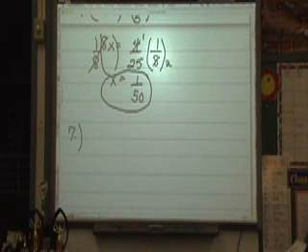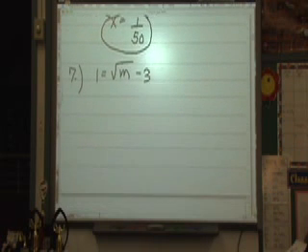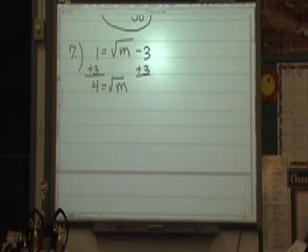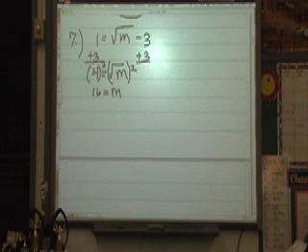Number 7. 1 equals the square root of m minus 3. The radicand is not by itself, so isolate it by adding 3 to both sides. And we have 4 equals the square root of m. Square both sides. We have 16 equals m. And if we put 16 back into the original equation, square root of 16 is 4, 4 minus 3 is 1.